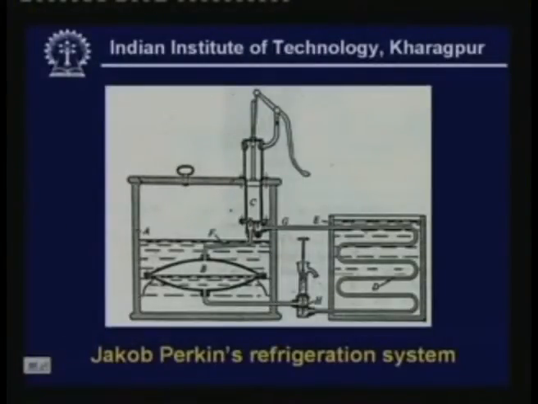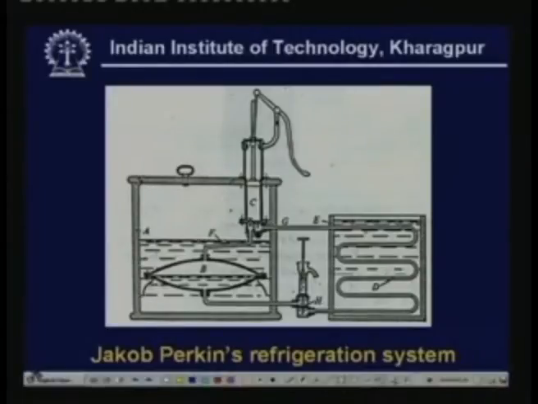Before discussing those things, let me show the Jacob Perkins machine. You can see that it has 4 basic components. This is the evaporator, compressor, condenser and an expansion valve. So these are the 4 basic components of any vapor compression refrigeration system. The evaporator is submerged in a pool of water which needs to be cooled, and the condenser is submerged in a pool of water where heat rejection has to take place.